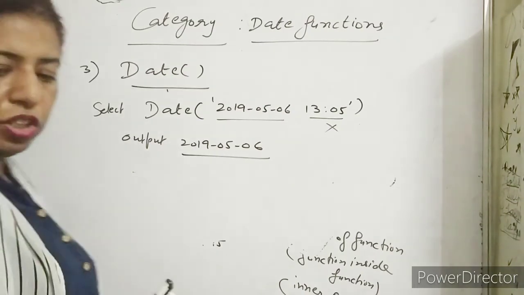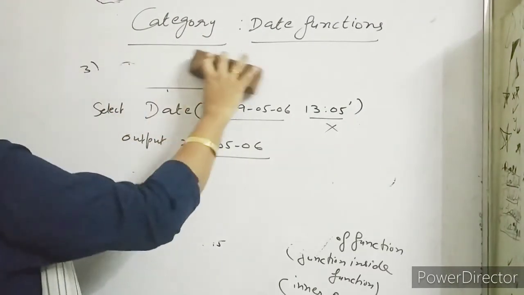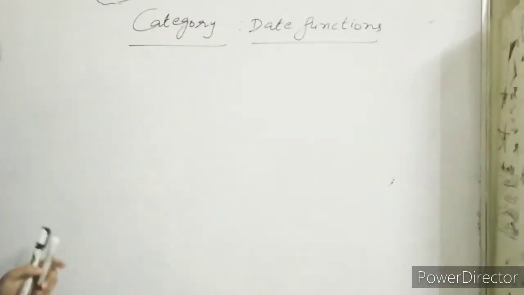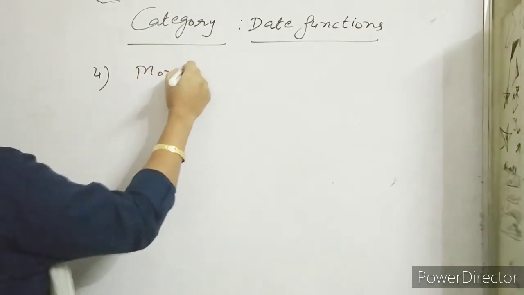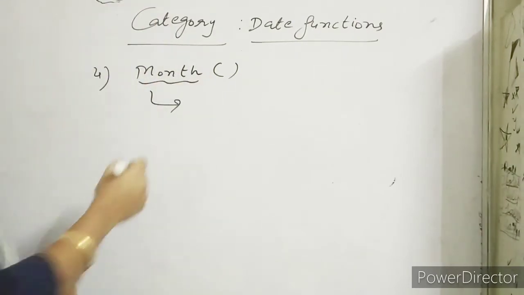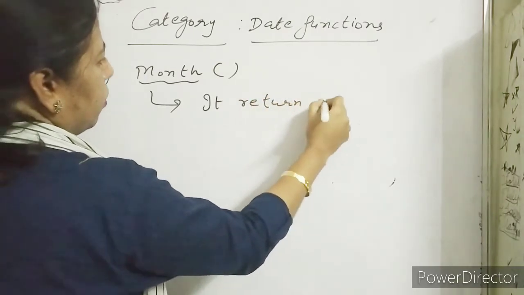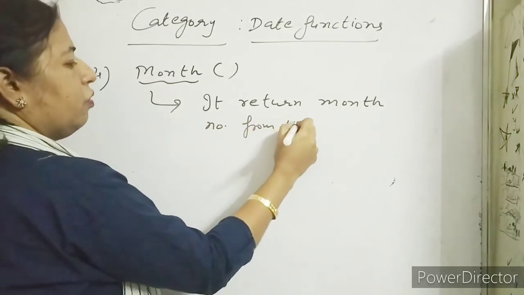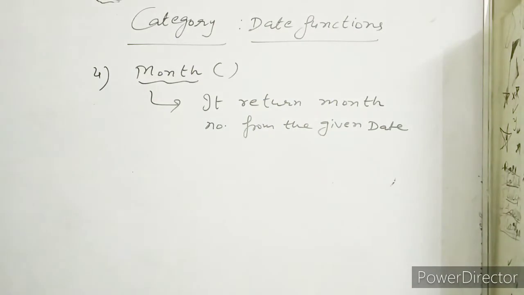Now the next function, the fourth function, is month. These are very simple functions. Month. This function returns the month number from the given date.